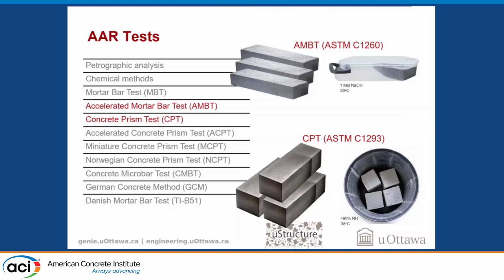Whereas the Concrete Prism Test is a test in which we test the coarse aggregate in its coarse fraction, or the sand aggregate in its sand fraction, and we cast 75 by 75 by 285 millimeter prisms, and we store them in conditions enabling ASR, normally 100% relative humidity and 38 degrees Celsius, and we allow swelling for 1 year. This test is largely used worldwide in practice because it's quite cheap and quite quick.